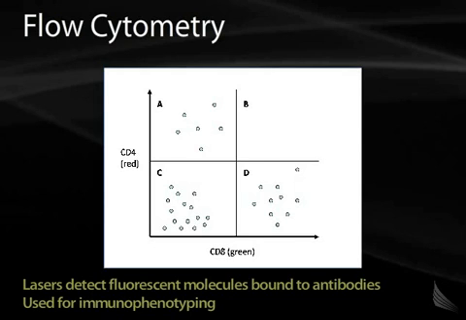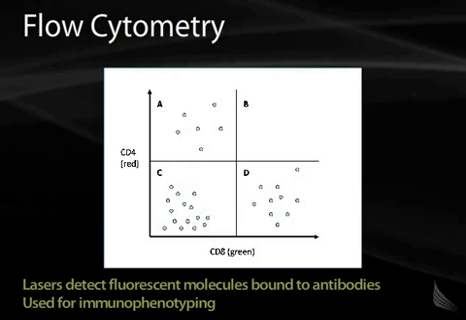So in that quadrant A, those would be your CD4 cells. High red, low green. In quadrant D, you have the opposite. You have high green and low red. So you would infer that those are the cells that were glowing green. Those are the cells that had the anti-CD8 green glowing antibody. So those are your CD8 population.